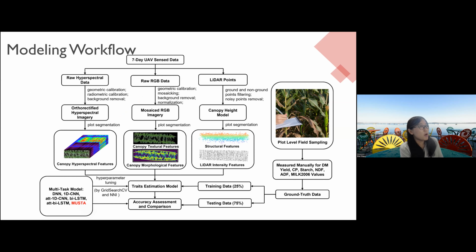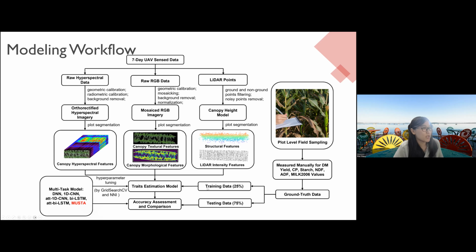Then it's our modeling part. At the top, we have this 7-day time series UAV data, multi-sensor data: hyperspectral, RGB, and LiDAR. For each type of data, we need to go through a series of data pre-processing, and then we extract the relevant information from each type of data. For hyperspectral, we either use the vegetation indexes or use the original spectral bands. For the RGB data, we usually extract some texture and morphological features. And for LiDAR, we extract some structure features.